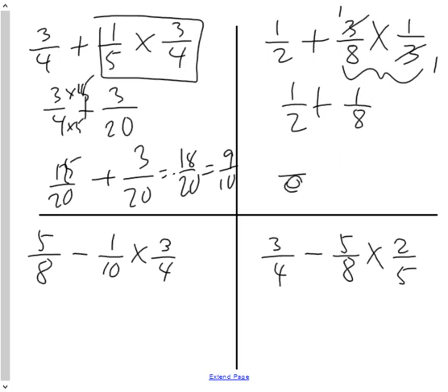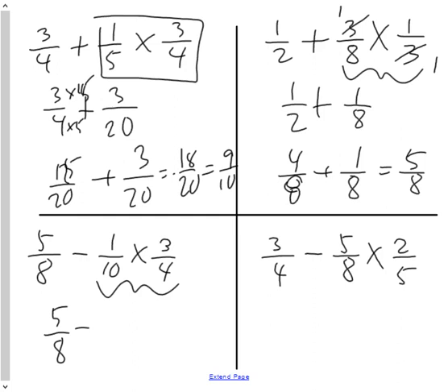Common denominator will be 8. 4/8 plus 1/8 is 5/8. Next question, still going to do my multiplication first. So 5/8 take away 3 times 1 is 3. 10 times 4 is 40.